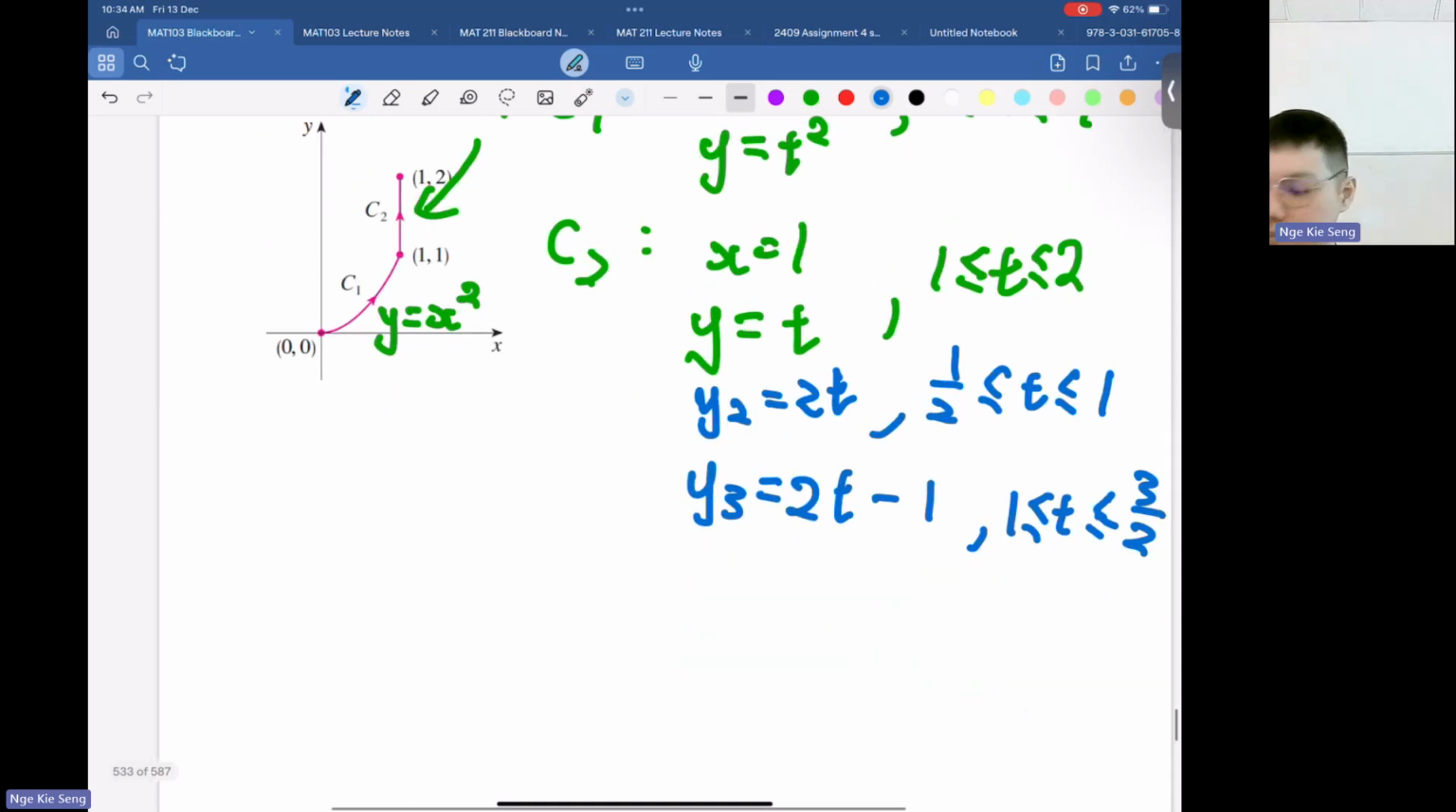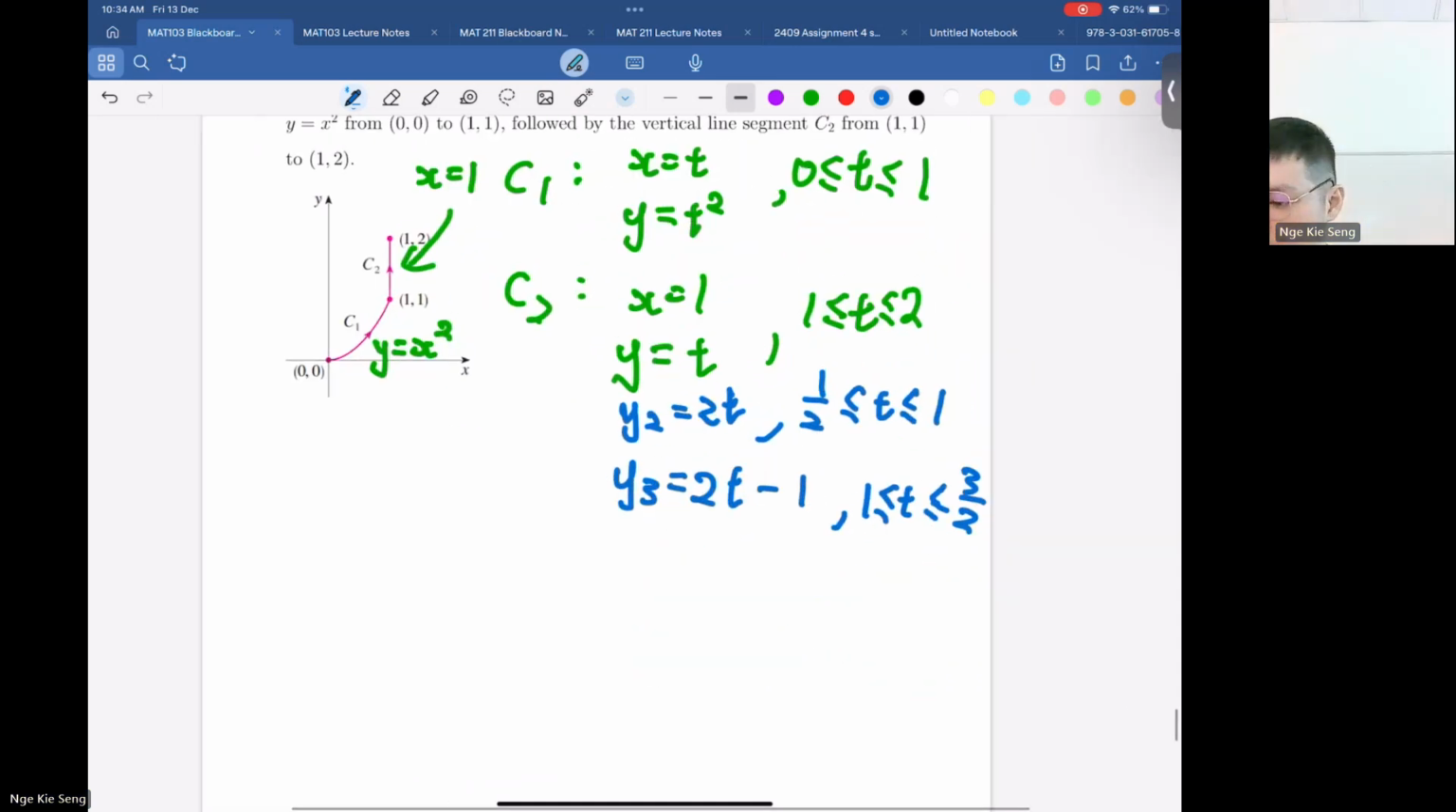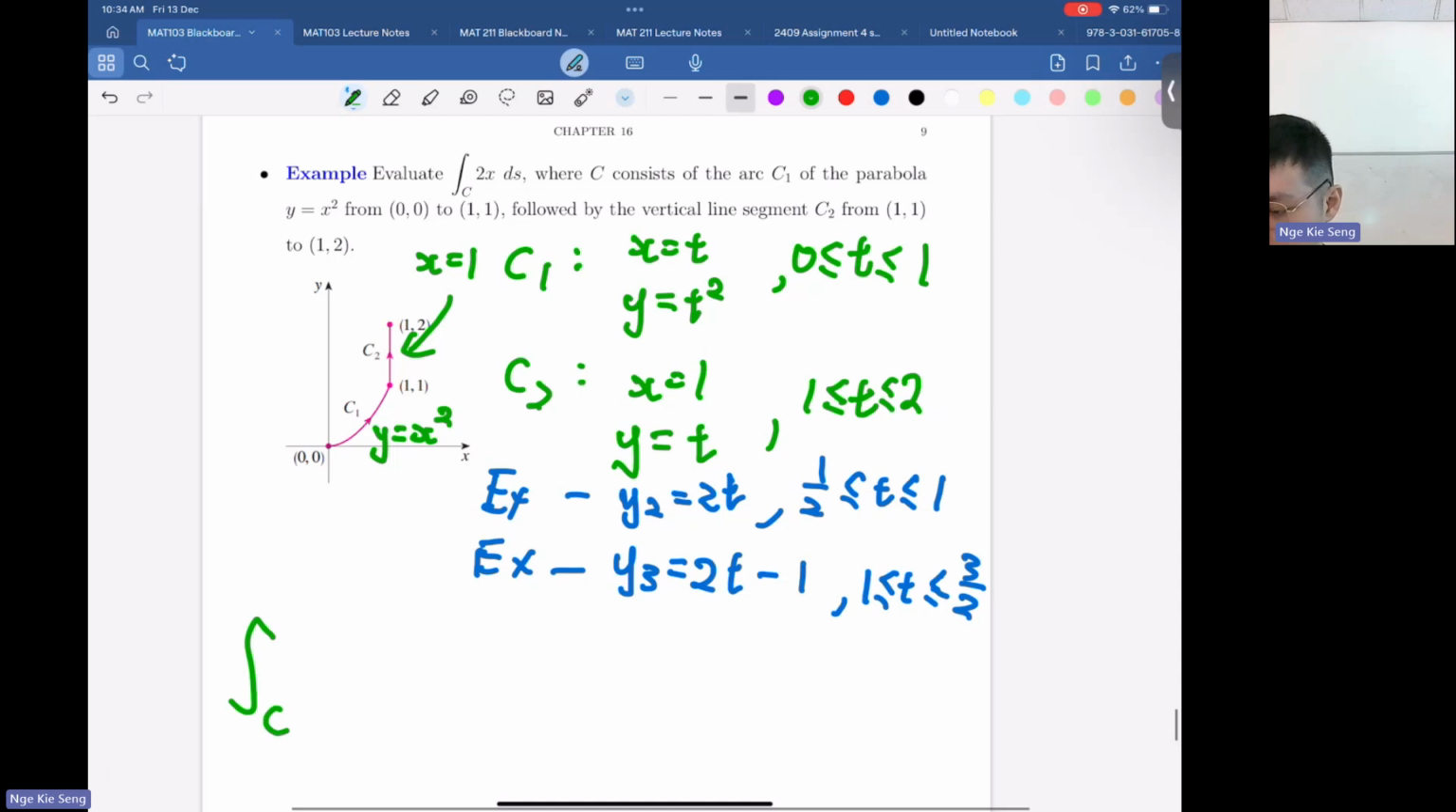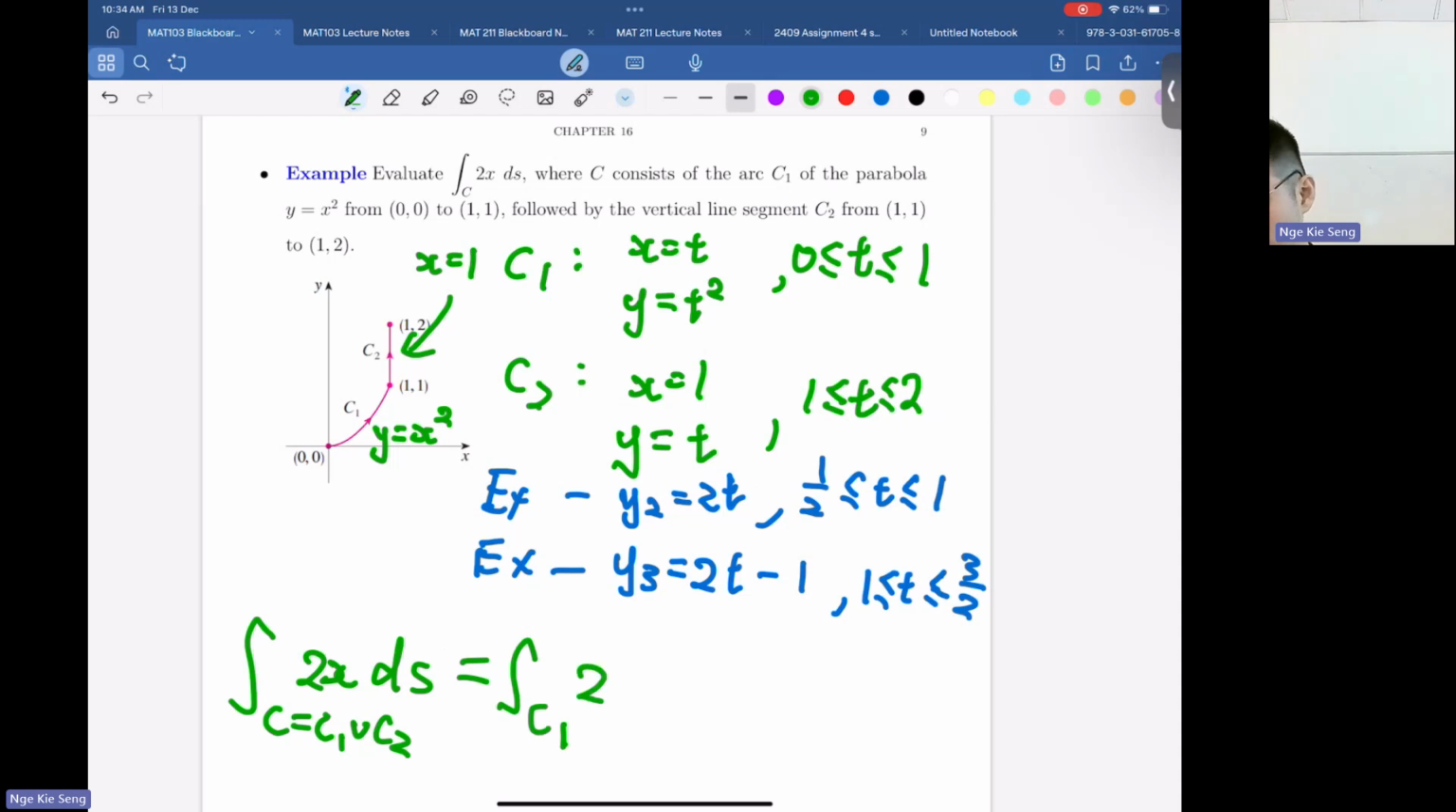Let's try to compute this integral here. This one you can try as an exercise; we just compute one of them. Let's compute the integral of dx 2x on C, and we know that C is a union of C1 and C2, so we can split the integral into two parts here. Can you see another reason why we split this integral into two parts? Because we have different parameterizations of these two parts. That's why naturally we want to split them up.